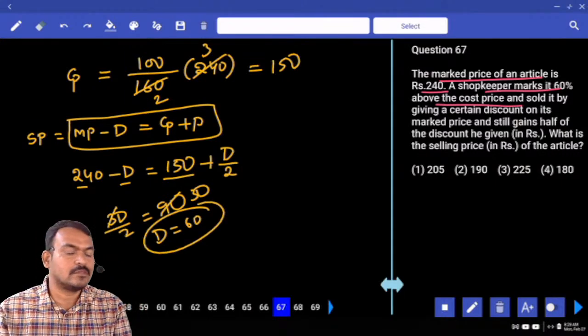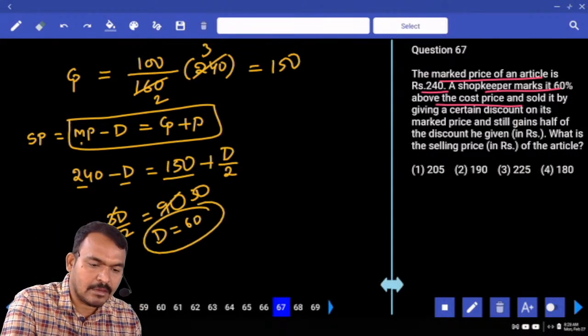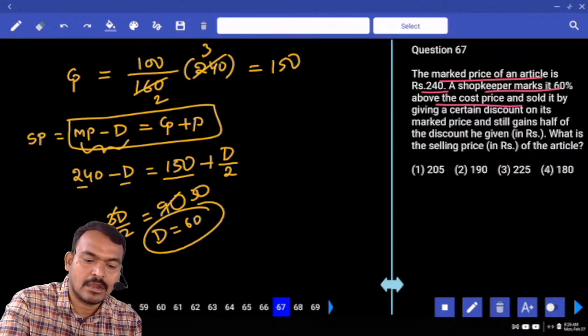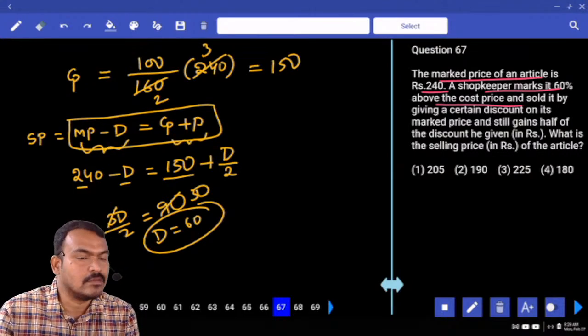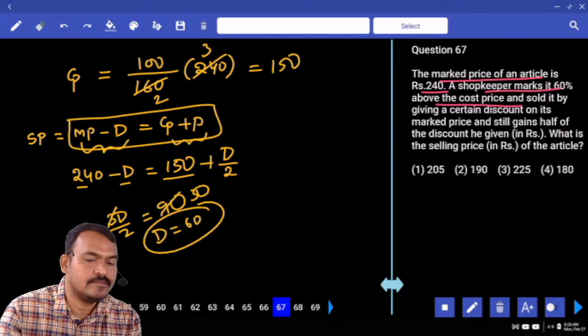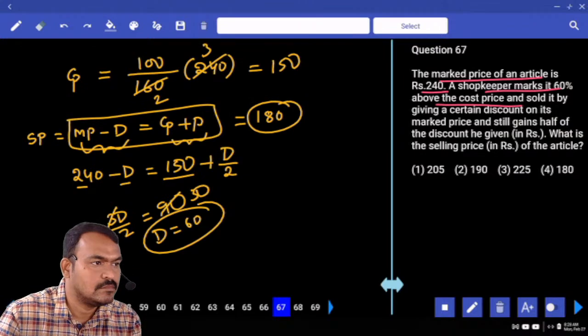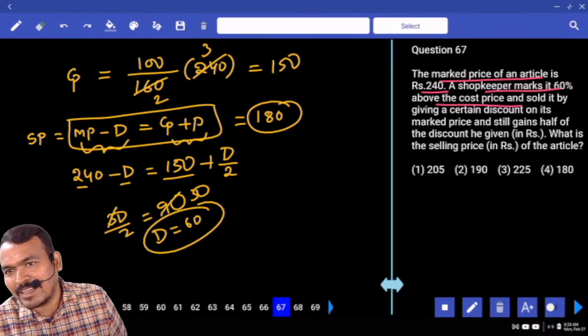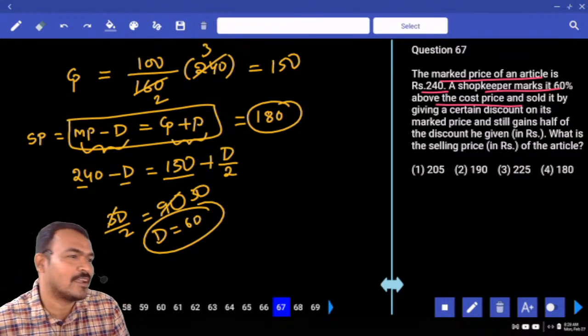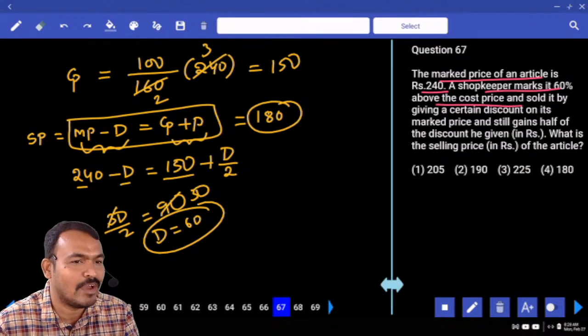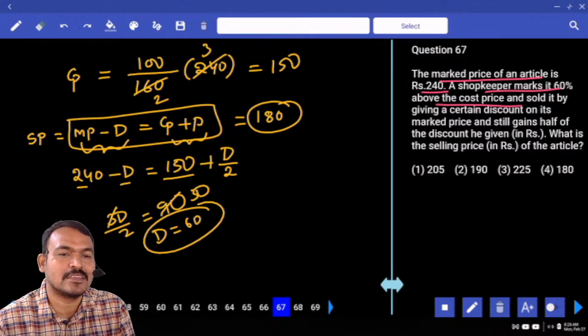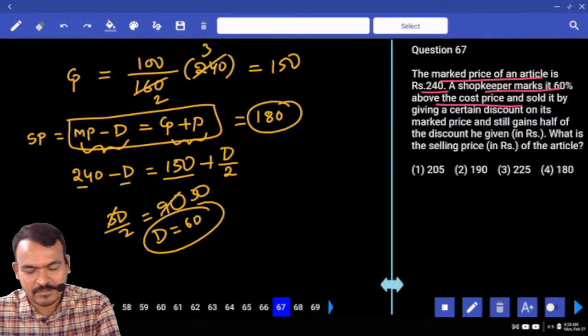What is the question here? Selling price or cost price? Selling price. Either market price minus discount or cost price plus profit, or not? What is the answer? 180, or not? We know the market price, we know the discount. What is the market price? 240. What is the discount value? 60. 240 minus 60. 180, or not?